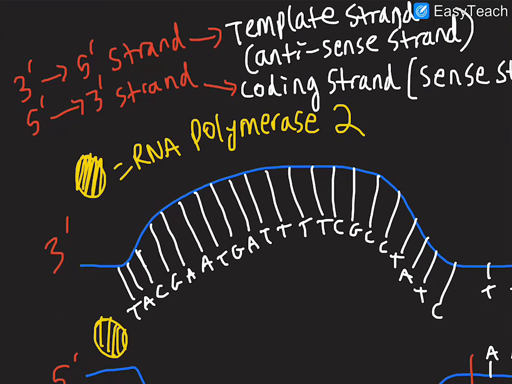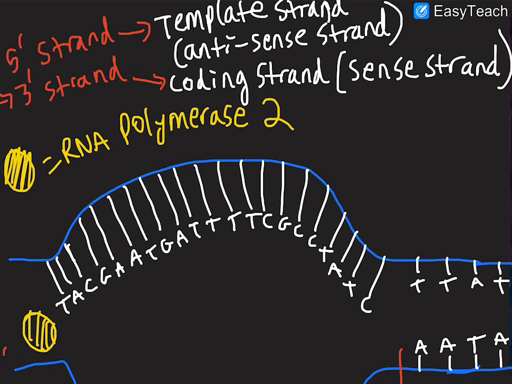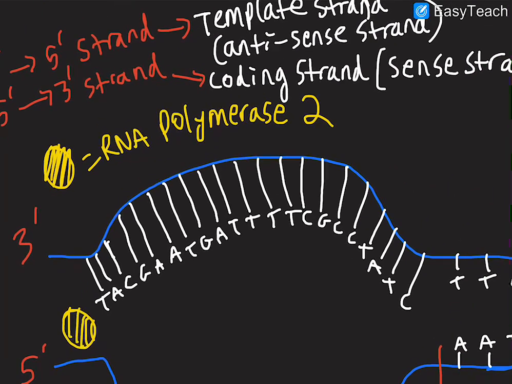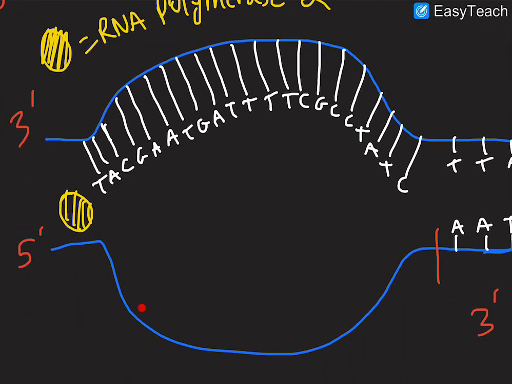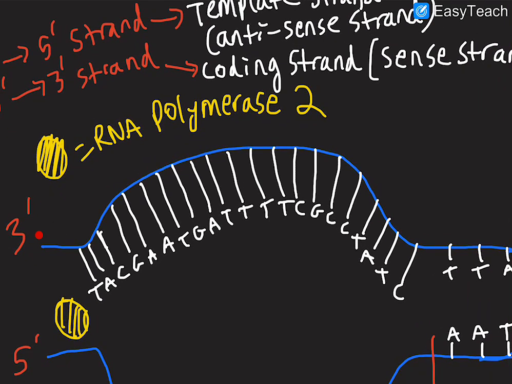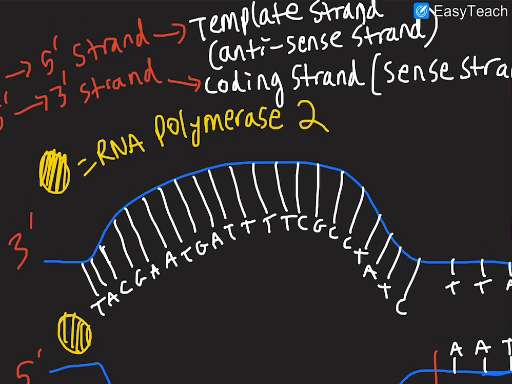Remember, we have two DNA strands. One of them is going to be the template strand, which is called the antisense strand. It's the strand going from 3' to 5'. And then we're going to have the coding strand, which is called the sense strand, going from 5' all the way to 3'. So the top strand is the template strand, and the bottom strand is the coding strand. In transcription, we're going to be transcribing the template strand, which is the strand that goes from 3' to 5'.